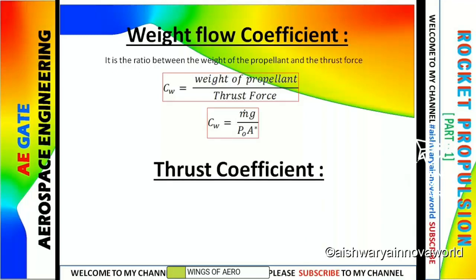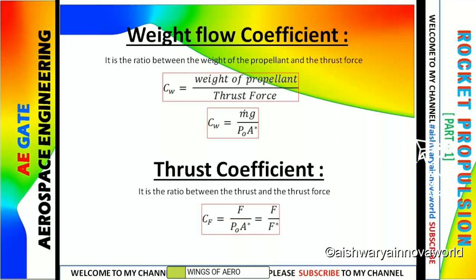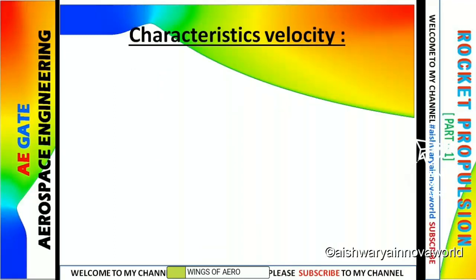Next comes the thrust coefficient. What is meant by thrust coefficient? It's the ratio between the thrust and the thrust force, that is F by F star, which by rearranging can be written as F equals CF P naught S star. This is an important formula, which is used for designing a rocket engine. Next comes characteristic velocity.